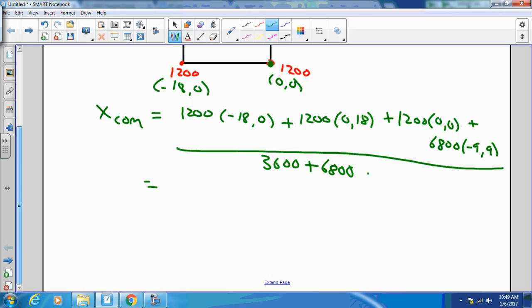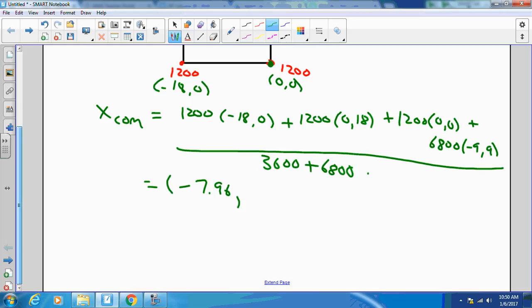We do some computations here. This is going to give me, oh, I don't know, kind of a pain to compute, right? 1200 times negative 18 plus 6800 times negative 9 divided by 10,400. And notice what I did there was to go through and do just the x's. I walked through and did x, x, x, x, and divided.